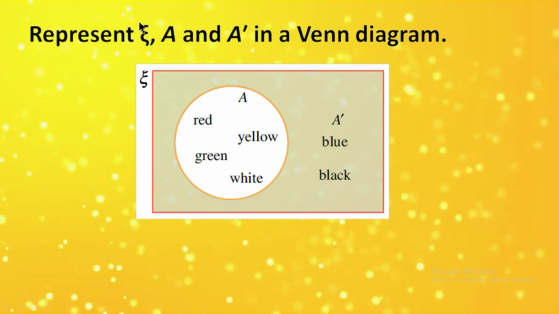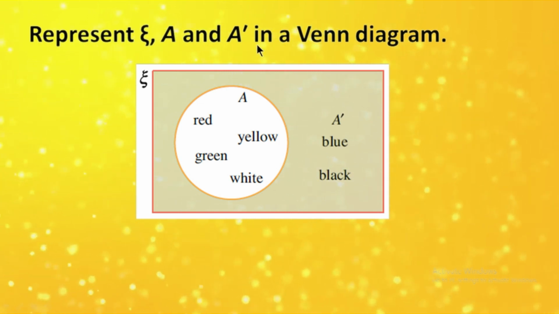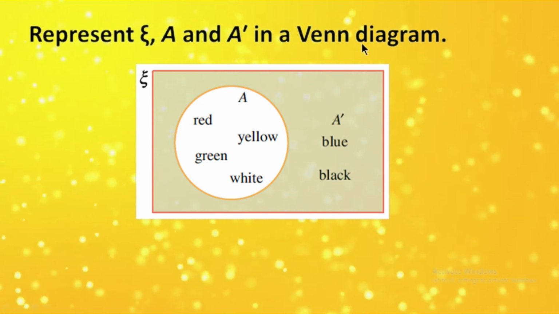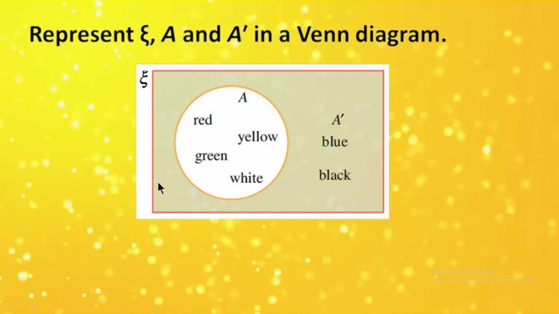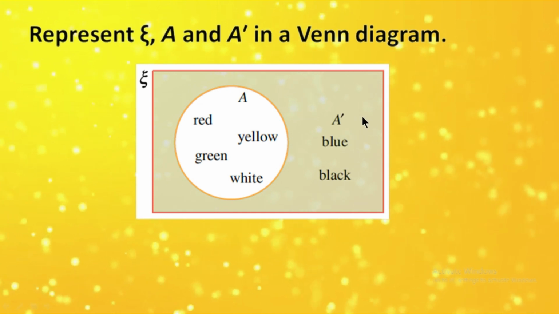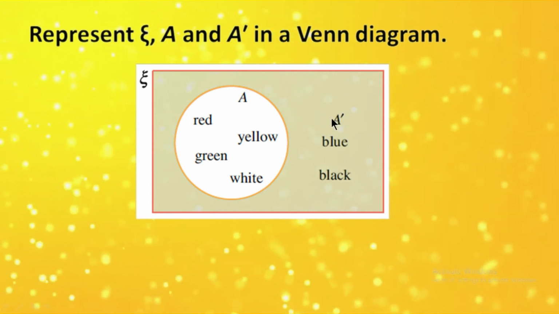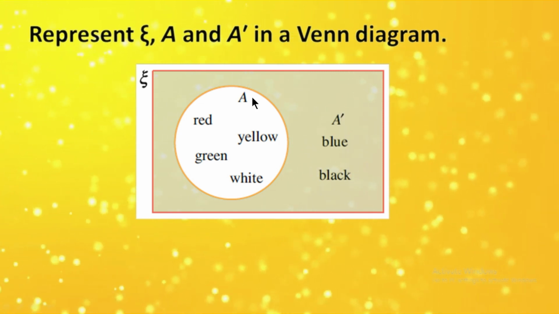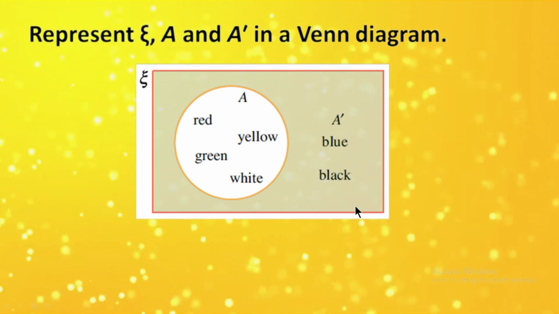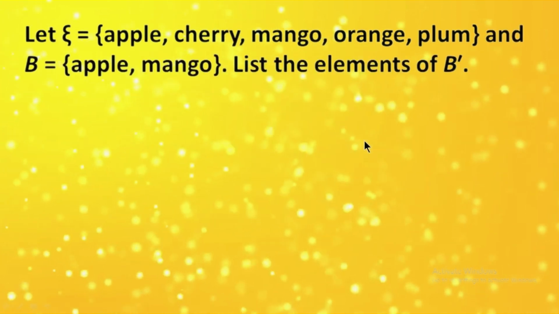Represent universal set A, and set A complement in a Venn diagram. This is set A and this is the universal set. So the elements of A complement still belong to the universal set but do not belong to set A, here, the outside of A. Next example.